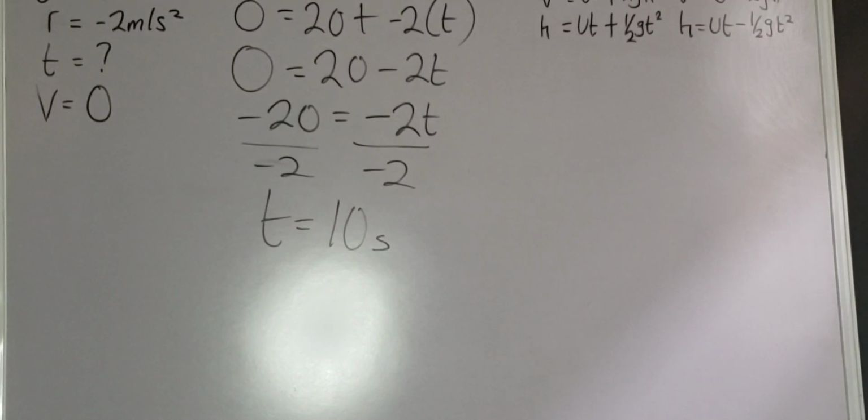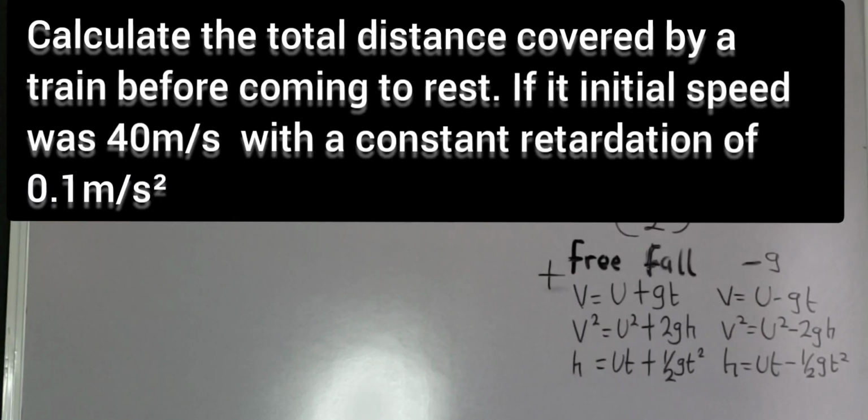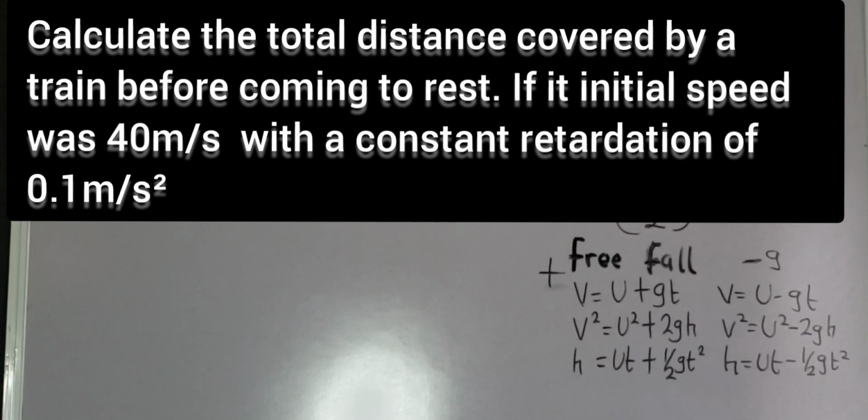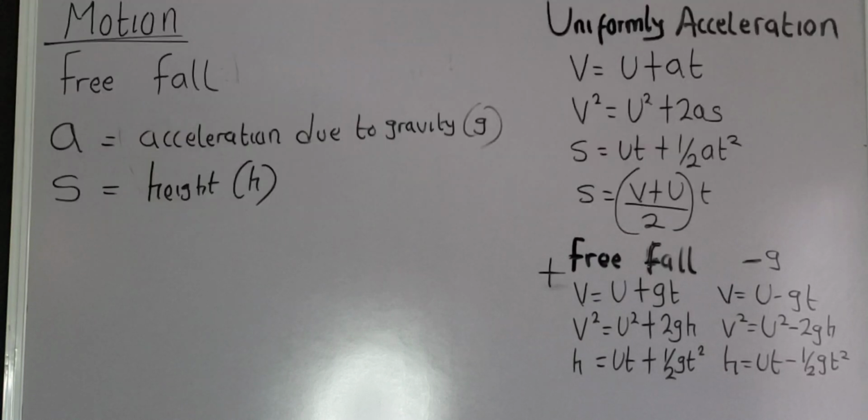Now let's have another worked example on this topic. Calculate the total distance covered by a train before coming to rest if its initial speed is 30 meters per second with a constant retardation of 0.1 meter per second squared.